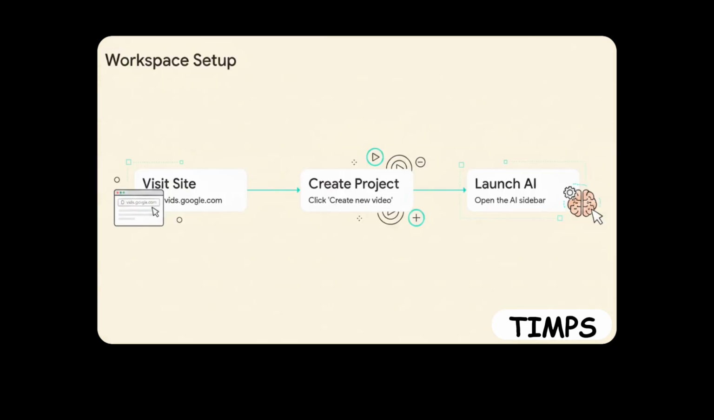Okay, let's get your workspace set up. The best part? Zero downloads. Absolutely no software to install. You just navigate to vids.google.com, sign in with your standard free Google account, click to start a new video, and open up the generative AI sidebar. Actually, pro tip, you can also just type vids.new directly into your browser address bar, and boom, you instantly launch a blank workspace. It's incredibly fast to get going.